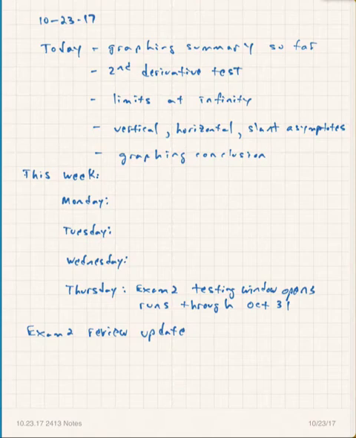Good afternoon. This is October 23rd. This is Calculus 1. Today, our main objective is to finish up our discussion of analyzing graphs using the first and second derivative.